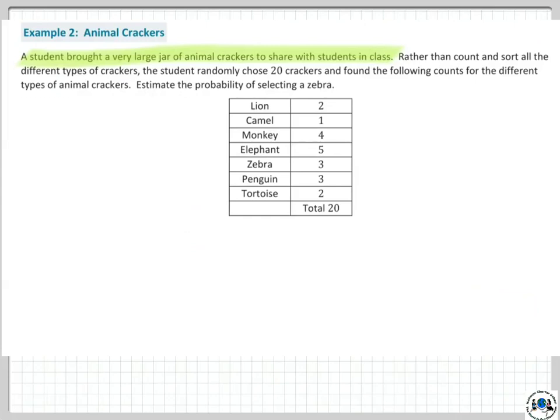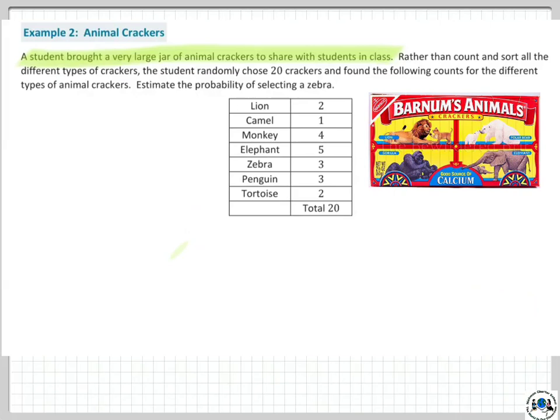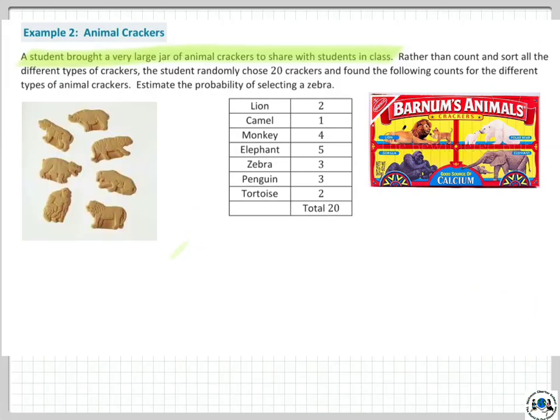So the idea is he brought a lot, and probably a lot more than fit in this little box here. Barnum's Animals and Crackers, Animal Crackers. Some of you may have had these, and some of you may still have these. These were very popular when I was a child. Animal crackers, they're a very special little treat to have. I'm not sure if that is the case any longer today.